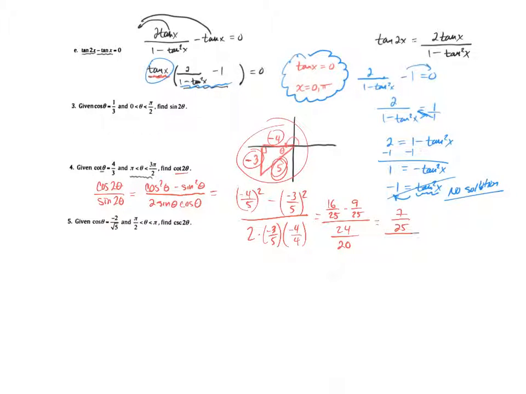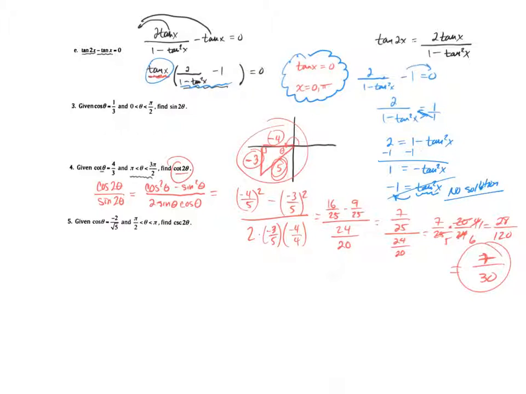So we have 7/25 being divided by 24/20, which is 7/25 times 20/24, and 20 over 25 reduces to 4 over 5. So we've got 7 times 4, which is 28, and 5 times 24, which is 120. I guess we could have done some more reducing there. This 4 and this 24 is a 1 and a 6. So 7 over 30. And there we go. So the cotangent of twice the angle is 7/30.